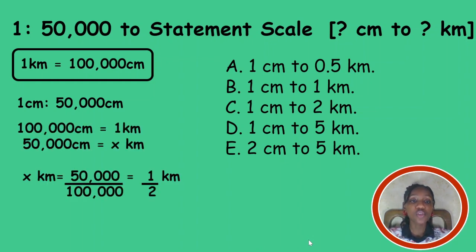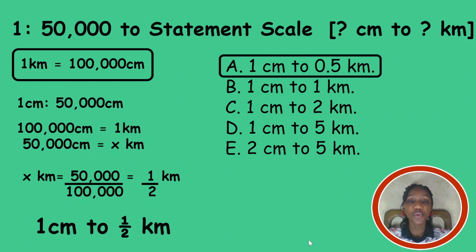100,000 centimeters gives us 1 kilometer, and so 50,000 centimeters will give us x. Then we divide, so x will be equal to 50,000 over 100,000, that gives us half a kilometer. And so we have our final answer as 1 centimeter to half a kilometer, which is the same as option A, 1 centimeter to 0.5 kilometers.